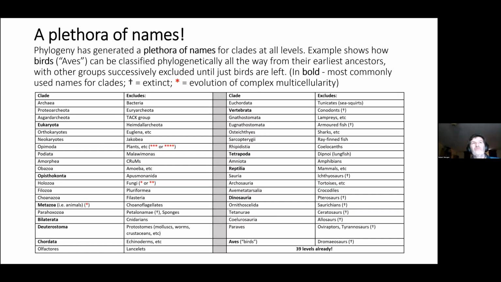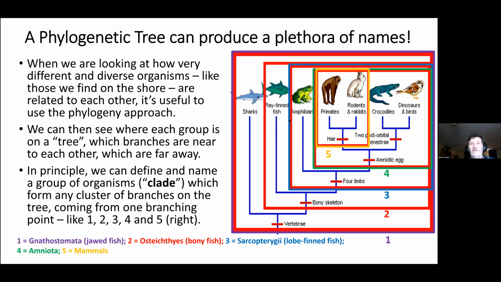I mentioned that this idea of phylogeny can generate a plethora of names for clades at all levels. And if you just nip back to the previous slide a moment, you can see what's happening as we go from the entire group here, the gnathostomes in the purple edged box, working our way up to the mammals, is that we're losing a branch at a time, then giving a name to what is left after that branch has been cut off.